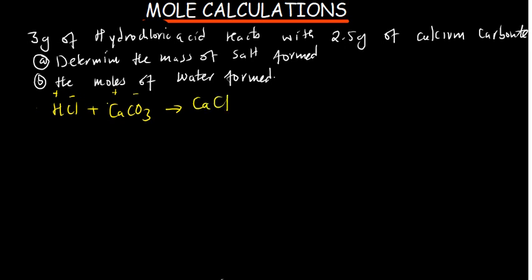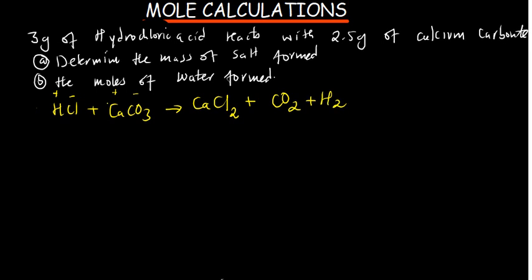Now, the chlorine is in group 7. It has got a valence of 1. Calcium has got a valence of 2. So these are going to swap. The 2 from the calcium is going to go on the chlorine. And so we're going to see calcium chloride with a 2 here for the chlorine. And then we're going to have carbon dioxide and water.